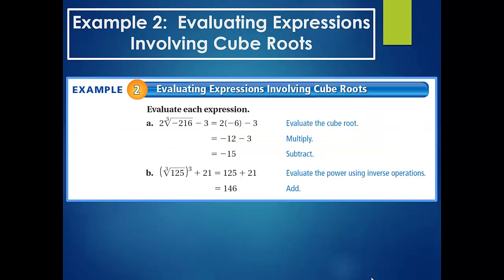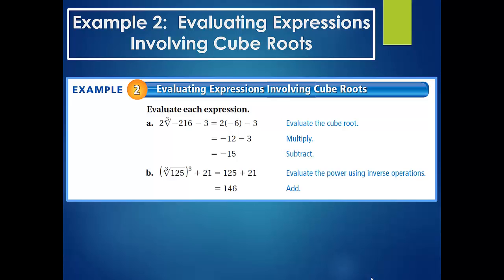Now for our second example, we're evaluating expressions involving cube roots. For A, we want to evaluate each expression. We have 2 times the cube root of negative 216 minus 3. So first we can find the cube root of negative 216, and that'd be negative 6. So we're going to have 2 times negative 6 minus 3. 2 times negative 6 is negative 12. So now we have negative 12 minus 3, and that is negative 15.